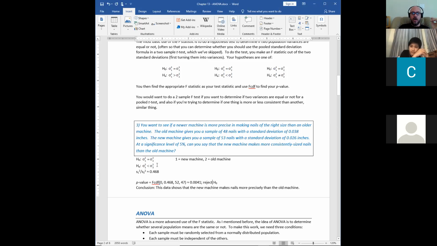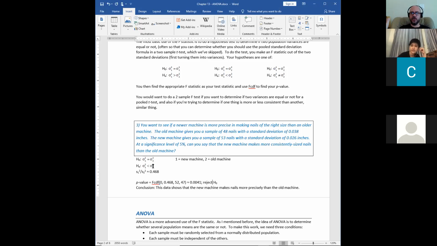So if you're going to do them in some order that's not sigma 1, then sigma 2, you have to ask yourself, what does my alternative hypothesis suggest? If the alternative hypothesis is true, where would I expect to find my F ratio? In this case, if sigma 1 is smaller than sigma 2 and I put sigma 1 on top, that would give me a fraction smaller than 1, so I'd want to go to the left.